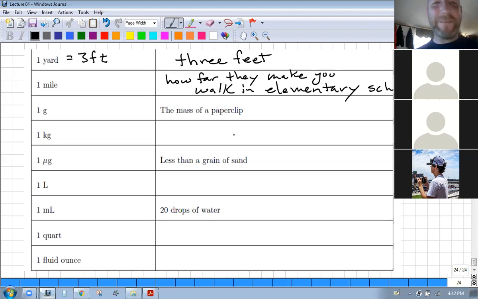All right, a gram is about the mass of a paper clip. So a kilogram, let's see, it'll be a kilo. I don't know, 1,000 paper clips.